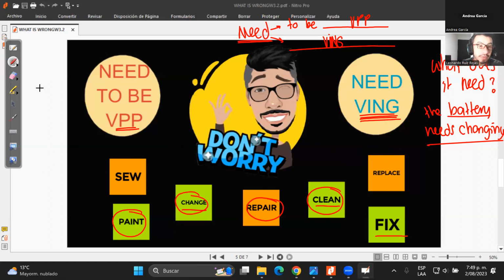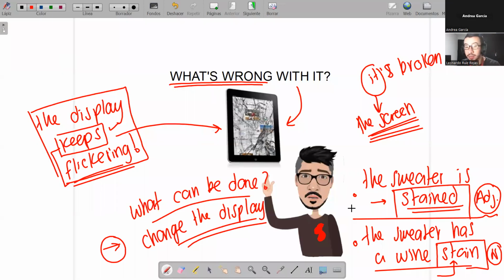What about if, for example, in this case, I told you, bueno, what is the suggestion? What can be done? And you tell me, teacher, change the display. Ahora sí, express it. What does the iPad need? The display needs to be changed. Muy bien. Or it needs changing. That's another possibility, right?